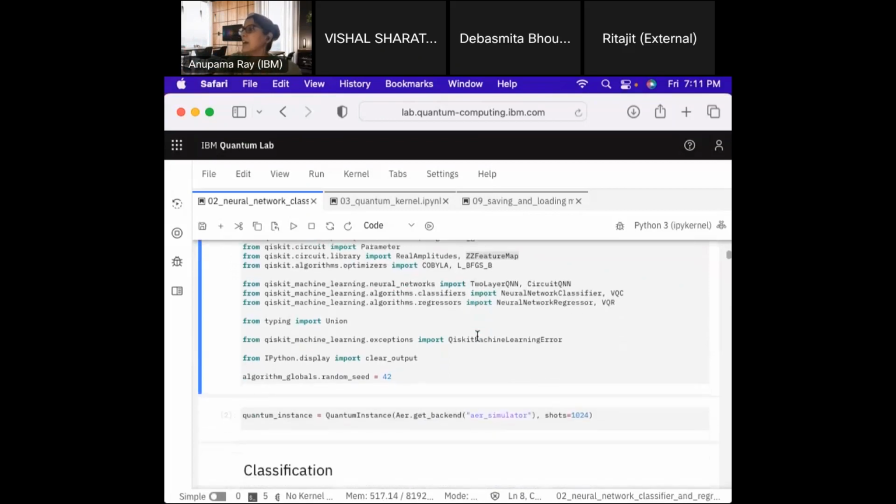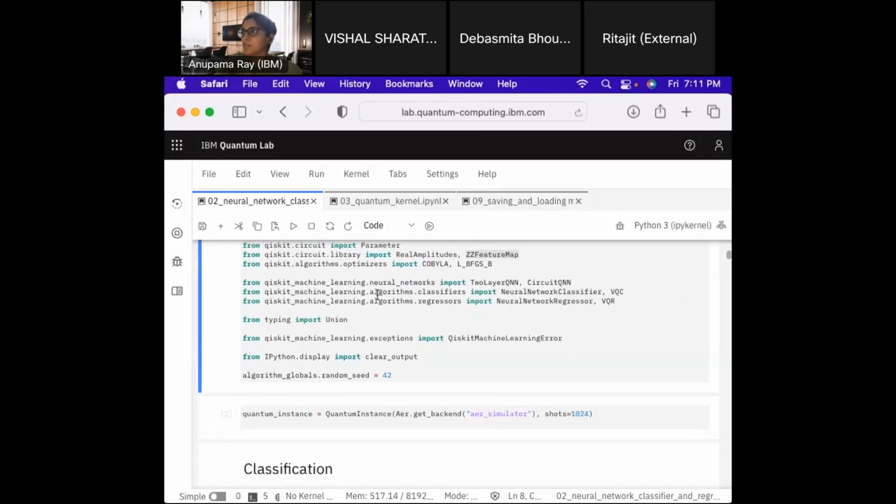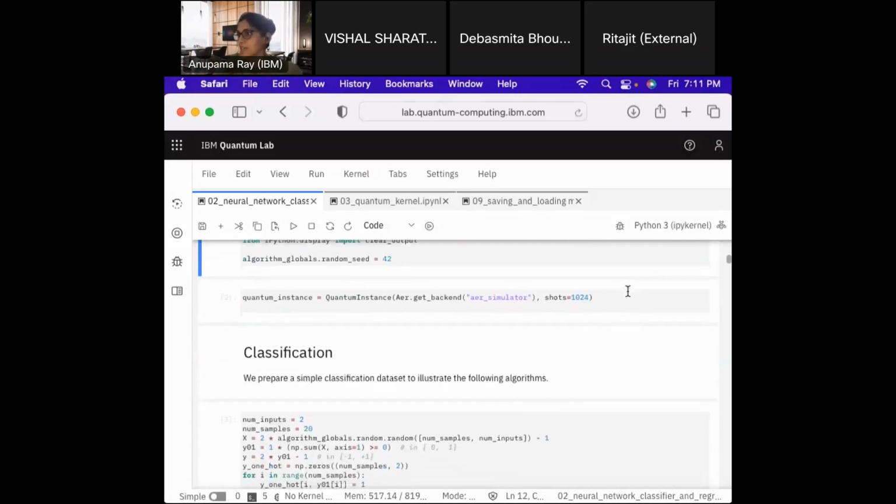Okay. And then, of course, there are some things from Qiskit machine learning algorithms. You're directly getting VQC, you're getting two-layer QNN. This is a way you can create your ansatz, and you can also use circuit QNN to create your ansatz. And this is a very self-sufficient class. If you don't want to understand the detail of how VQC is working, but you have data and you want to just try out VQC, you can just rely on this particular class.